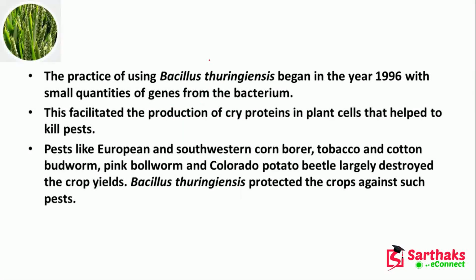So the practice of using Bacillus thuringiensis began in the year 1996 with a small quantity of genes from the bacterium. This facilitated the production of cry protein in plant cells that helps to kill the pests. Pests like European and southwestern corn borer, tobacco budworm, cotton bollworm, pink bollworm, and Colorado potato beetle largely destroyed the crop yields. So at that time, Bacillus thuringiensis protected the crops against such pests.